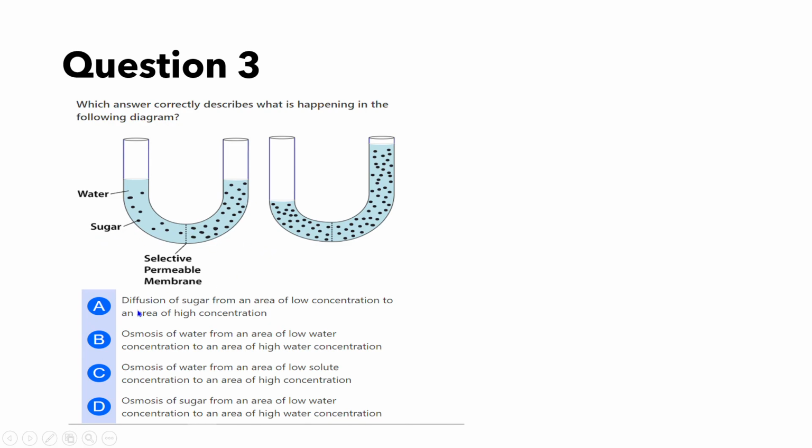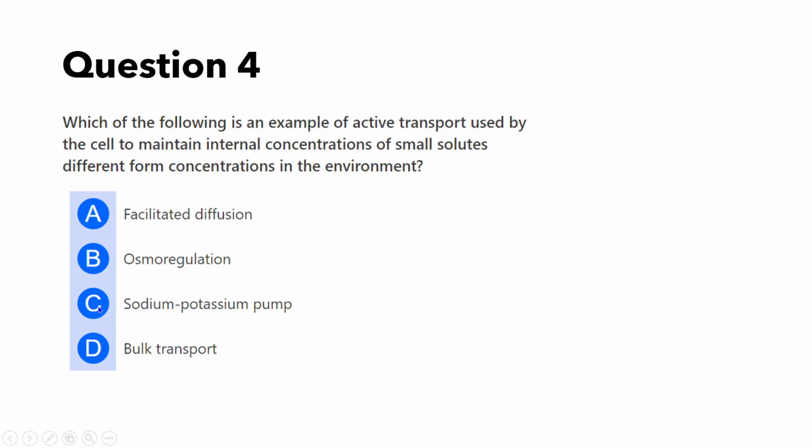So any choice that says diffusion of sugar or osmosis of sugar is wrong. So we can cross off D and cross off A. Now we have to go to B and C. B says osmosis of water from an area of low water concentration to an area of high water concentration. Whenever it talks about concentration, you always talk about the solute, and water isn't the solute in this case. So B is wrong, C is the correct answer.